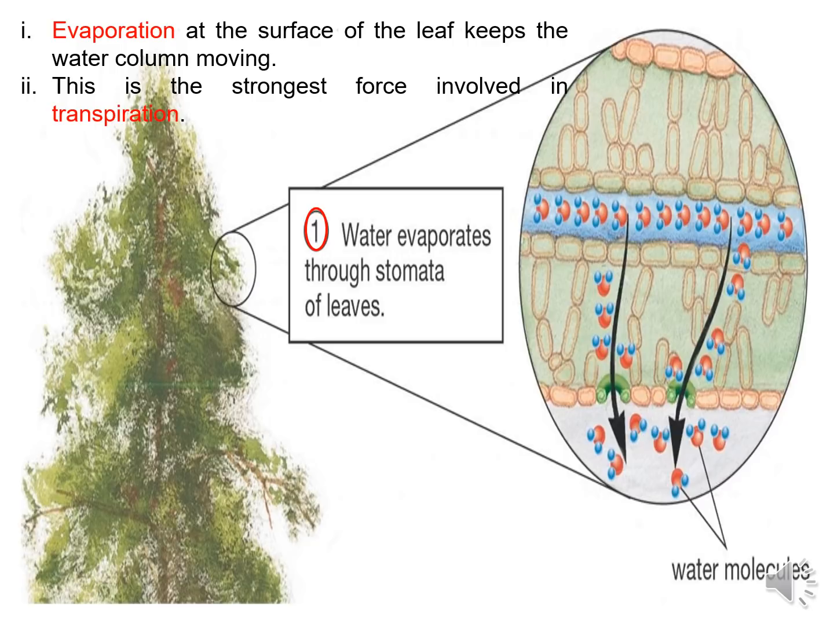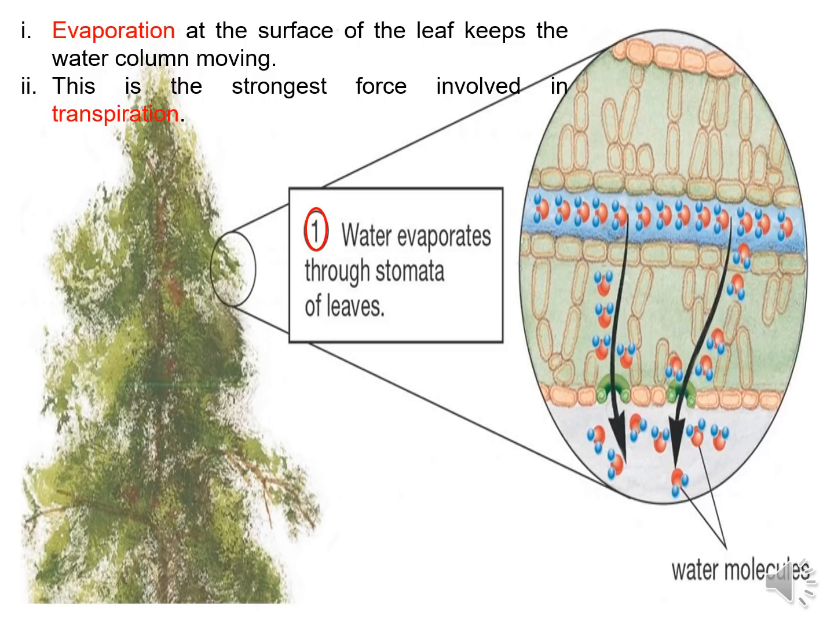To the stoma from the mesophyll cell. These mesophyll cells are originally from the palisade, and these palisades are originally from the xylem, and these xylem are originally from the stem, from the roots, and from the soil.